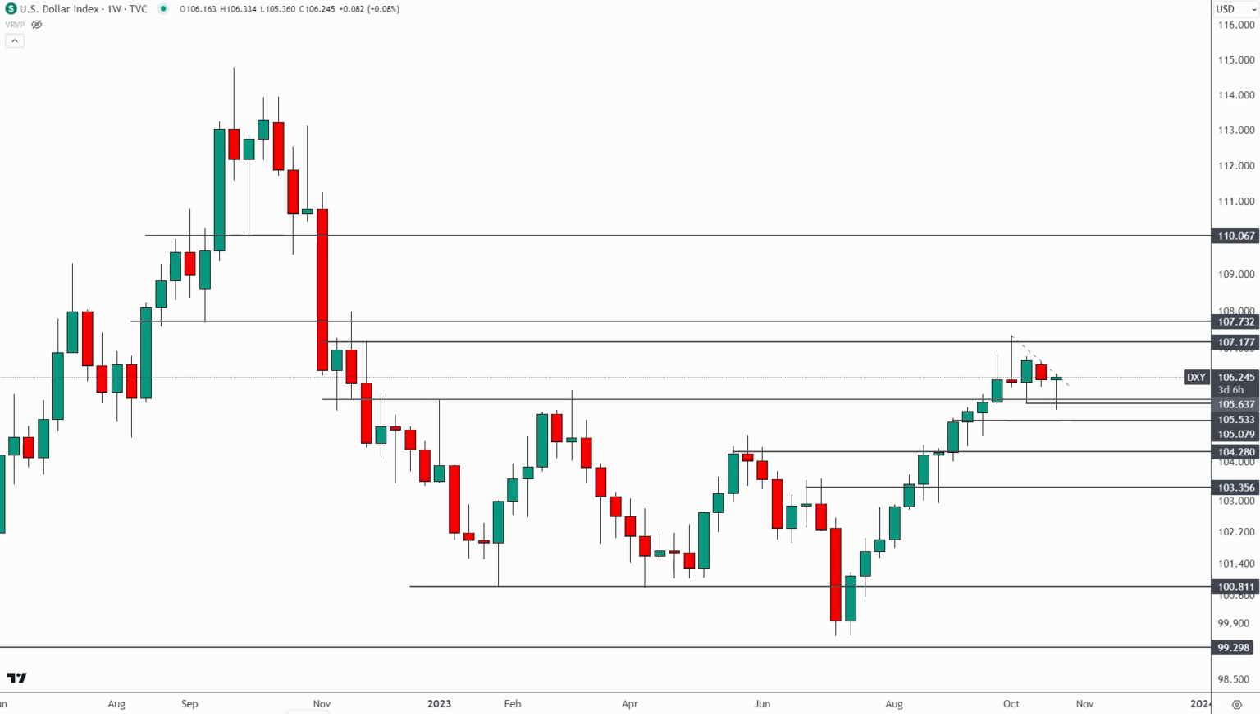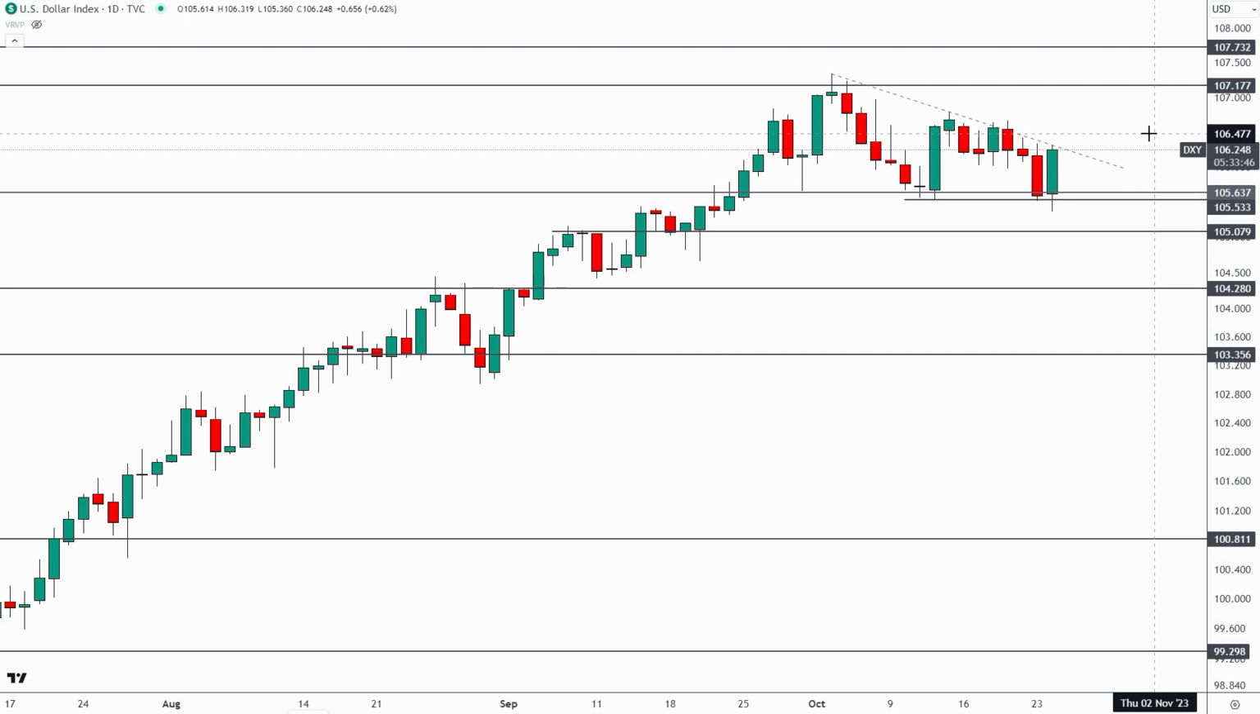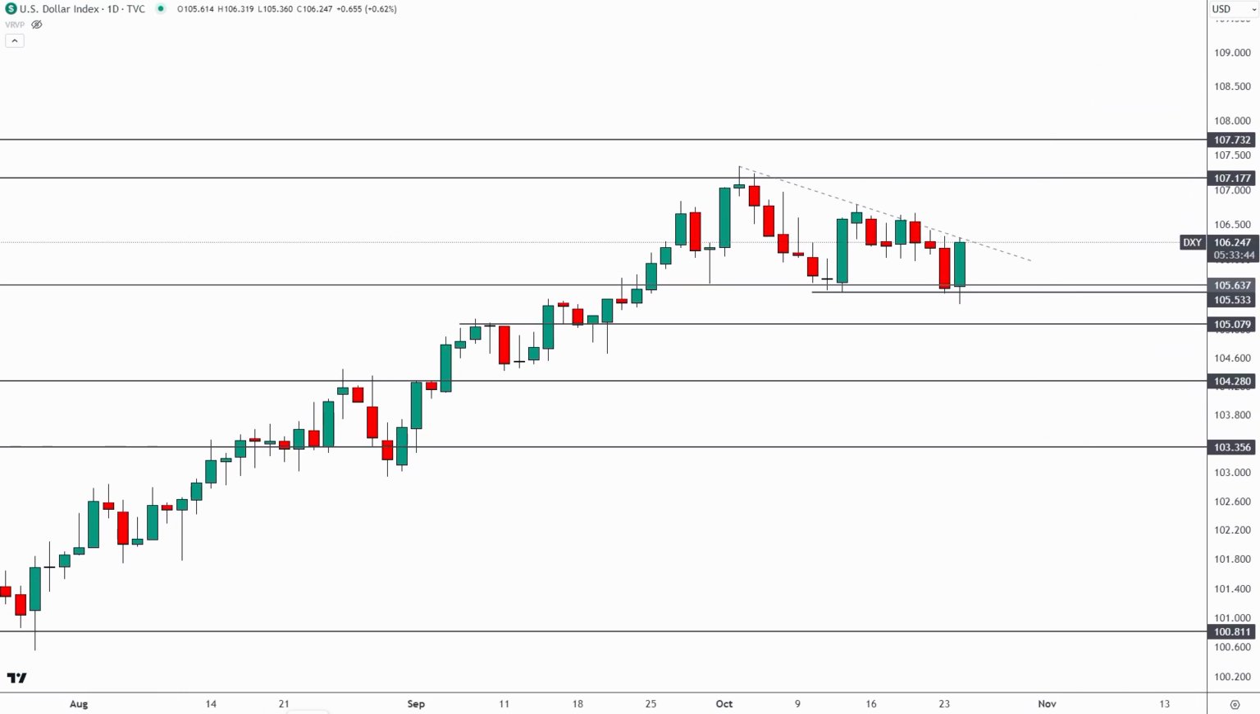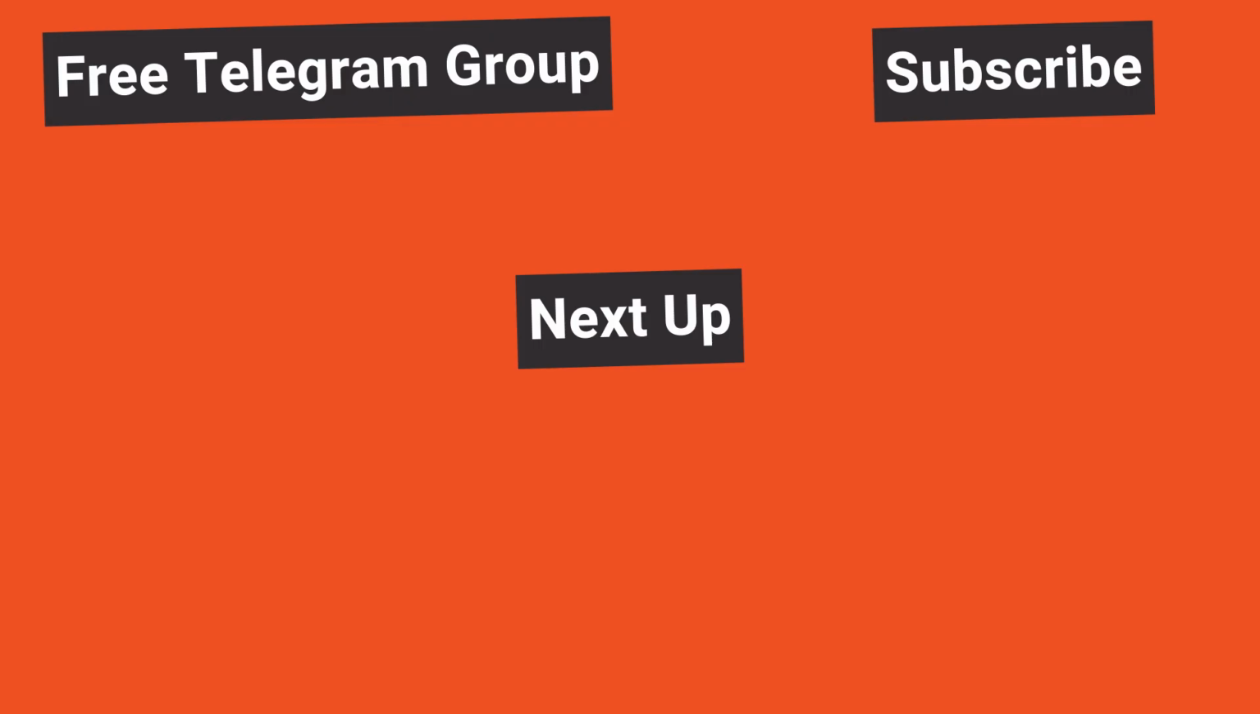Okay, but with that said, though, I am not ruling out a move below 105.60 if we were to get it. But right now, again, I have no interest in shorting the dollar while it's above this area on a daily closing basis.